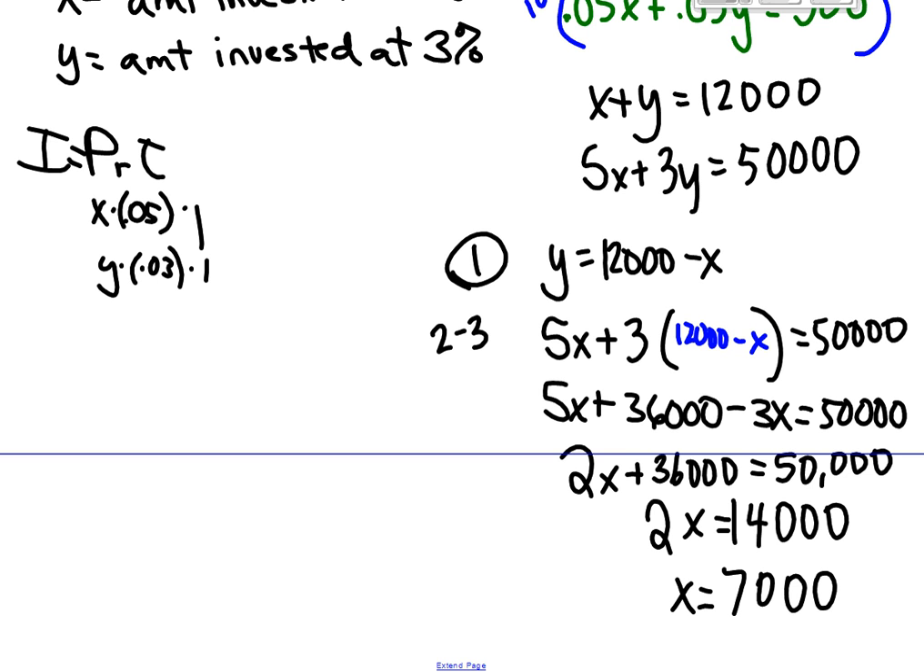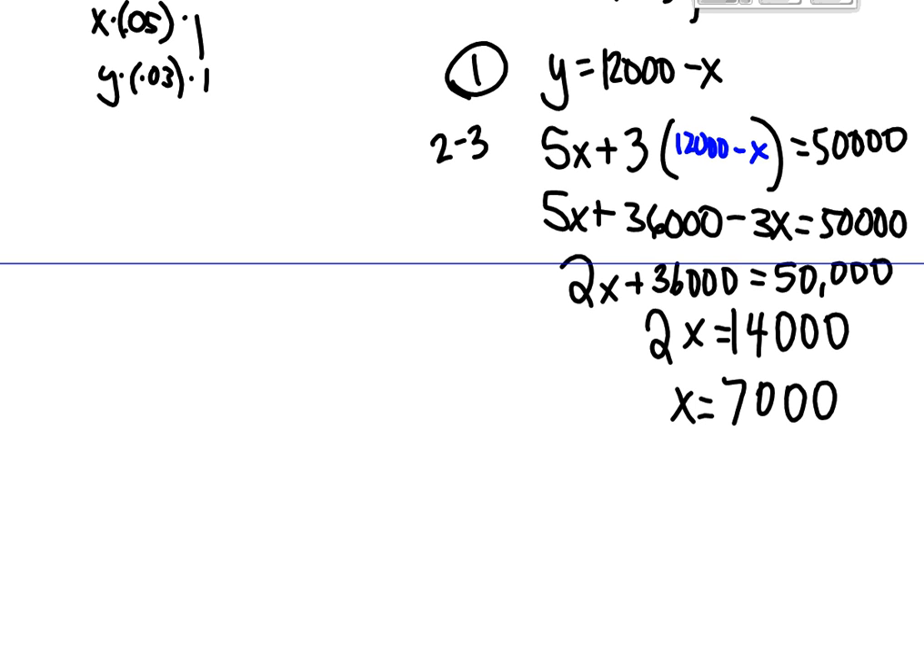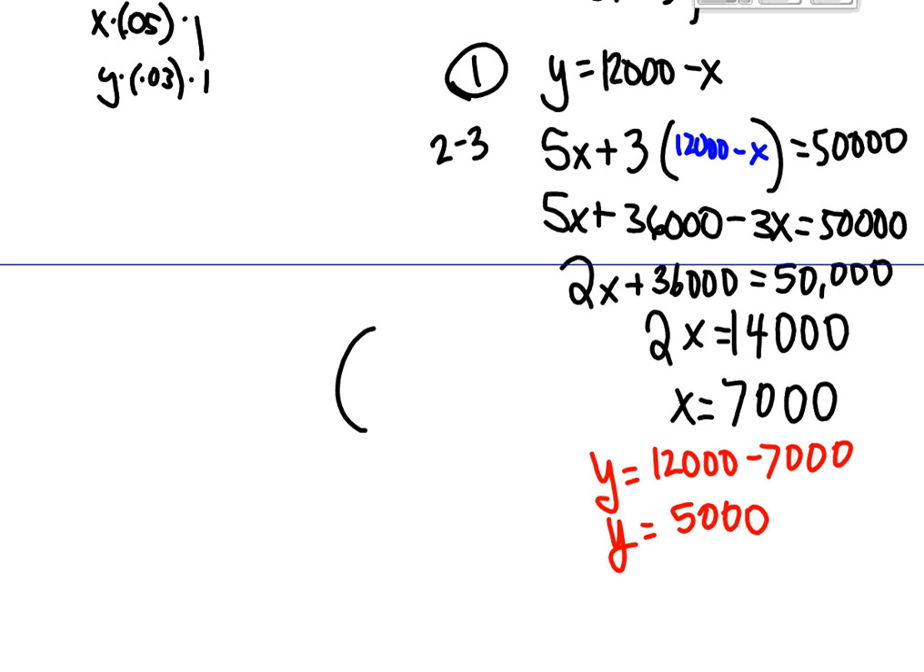7,000. And then Austin, how am I going to find y? Yes, or I would even maybe put it in that version. Yeah. So how are you going to get y? 12,000 minus 7,000, and it is 5,000. And so keep in mind if we graph these, that would be the ordered pair 7,000, 5,000.